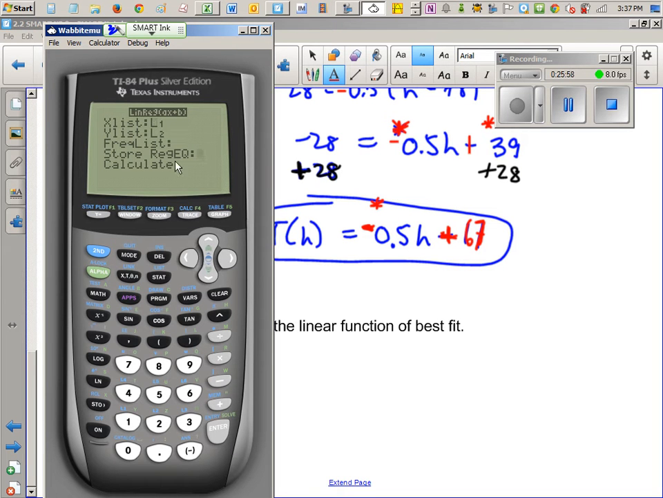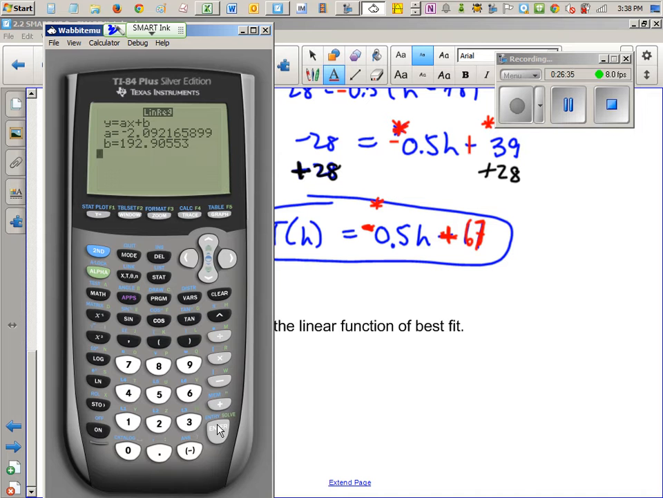Go here to store regression, and let's press variables. That was this button here, vars. Then scroll over one to where it says Y vars. See? And then choose function, enter, and 1. It's going to store our answer, the perfect equation here, as y1 in our calculator. So now I'm going to press calculate, and what it did is it gave me the equation of the line.